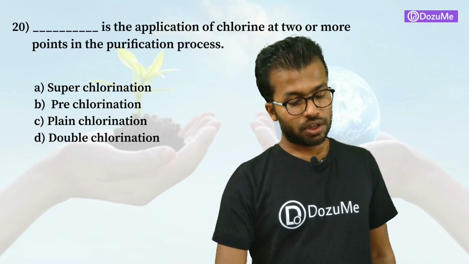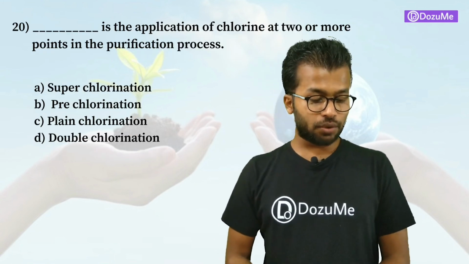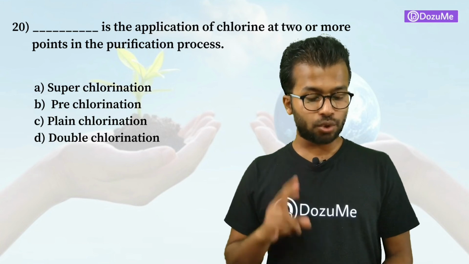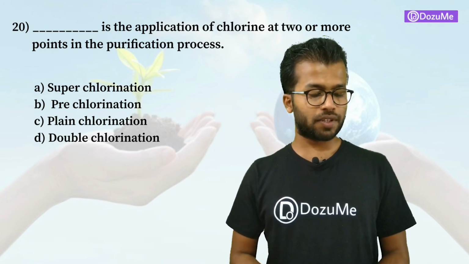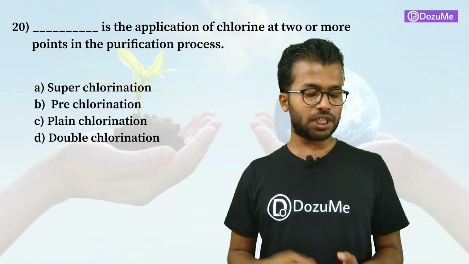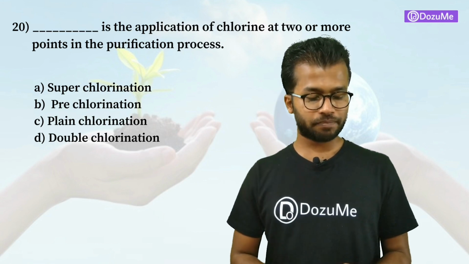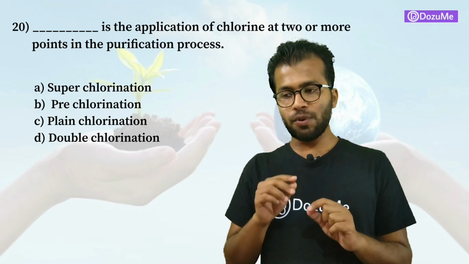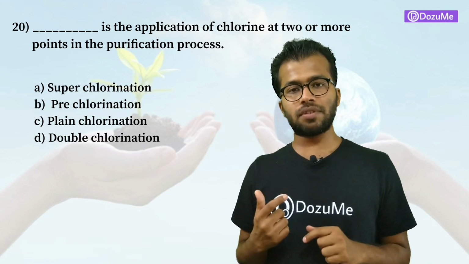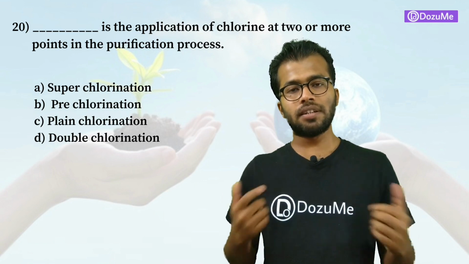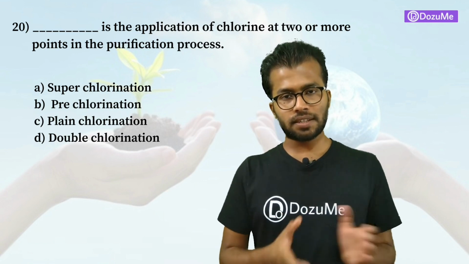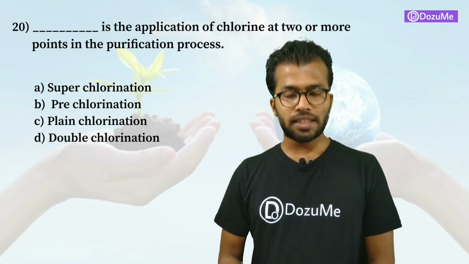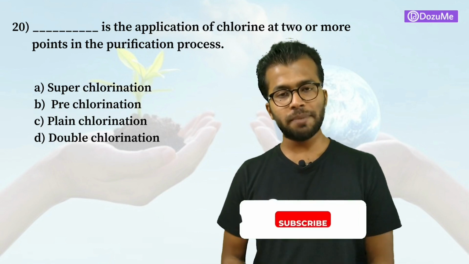Question number 20. What is the application of chlorine at 2 or more points in the purification process? Super chlorination, pre-chlorination, plain chlorination, double chlorination. So basically, if you add chlorine 2 or more times, it will be known as double chlorination. We already discussed before. So I think you learned a lot of things today.